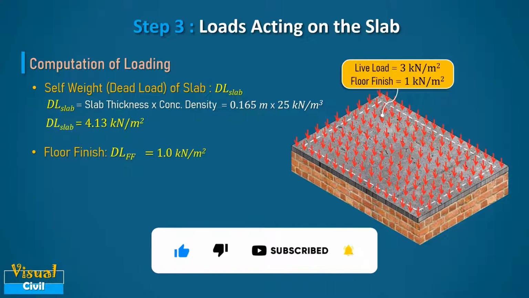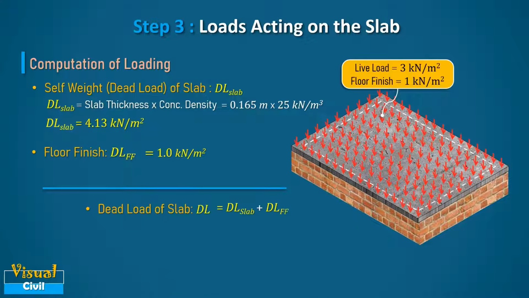Now, calculate the total dead load by adding dead load of a slab and floor finish. This is equal to 5.13 kilonewton per meter square. The live load on the slab is given as 3 kilonewton per meter square.